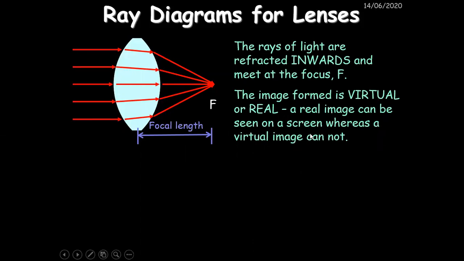Right. This definition here is important. This will form an image. If you have a screen here, the light that's going through will end up on the screen. So the image formed is virtual or real. What does that mean? A real image can be seen on a screen, okay? So if I had a screen here, you'd see the light on the screen. A virtual image cannot be seen on a screen. So this is a real image, for example. You'll be able to see it on the screen.